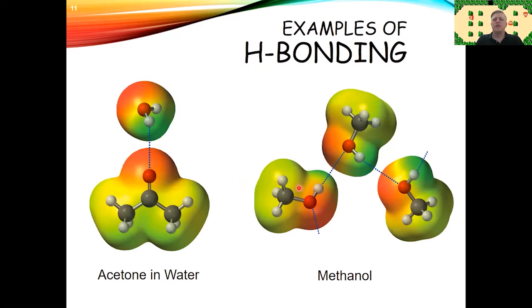Another example is in methanol. So methanol consists of a single carbon singly bound to an oxygen, which is also singly bound to a hydrogen. So this oxygen-hydrogen bond is going to be strongly polar, and so you're going to get hydrogen bonding throughout this network. So methanol is generally a liquid, and you have this huge series of hydrogen bonding, this hydrogen bonding network running through most of the liquid.